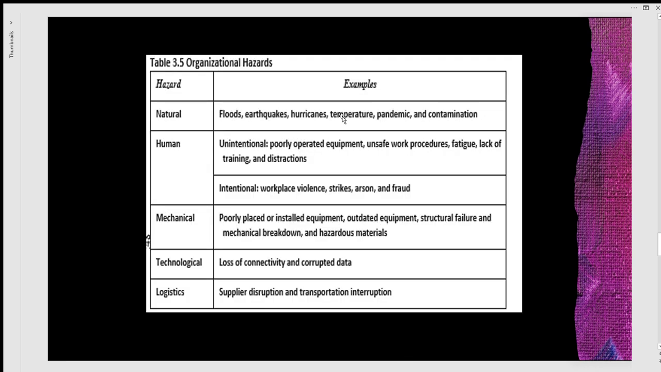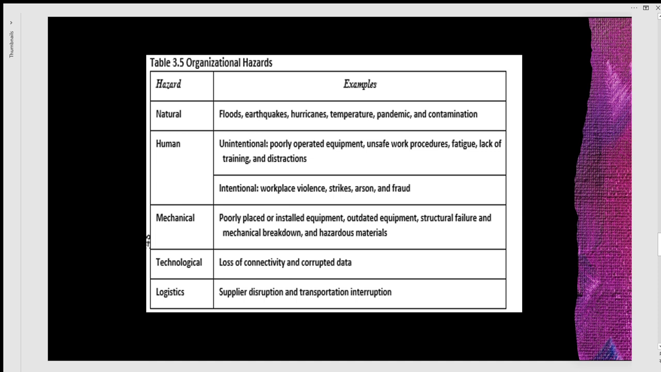Now, this is an example of common risk checking. No? So, we have 5 hazards. So, that is the natural, human, mechanical, technological, and logistics. Now, let's go to hazard. So, let's go to natural. So, yung natural, this is known as the natural disasters, yung mga di natin napipigilan na dadating. So this is the floods, earthquakes, hurricanes, temperature, pandemic, and contamination.